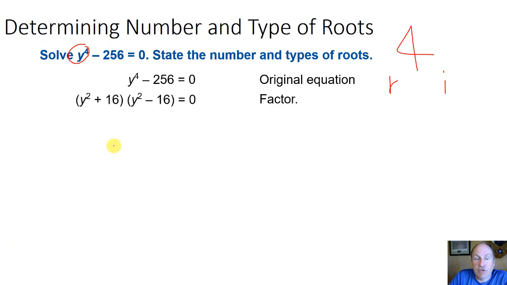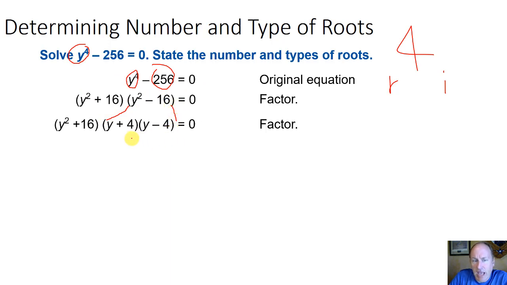And so when we factor it, y to the 4th is a perfect square of y squared. And so this is a difference of perfect squares. 256 is a perfect square of 16. And so we get y squared plus 16 and y squared minus 16. We can actually factor that further. The y squared minus 16 can itself be factored as a difference of squares, y squared and 4. So this becomes y plus 4 times y minus 4. We cannot factor y squared plus 16. There is no pattern for the sum of perfect squares.